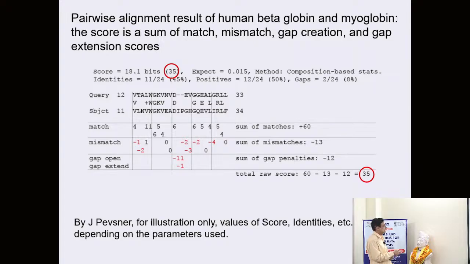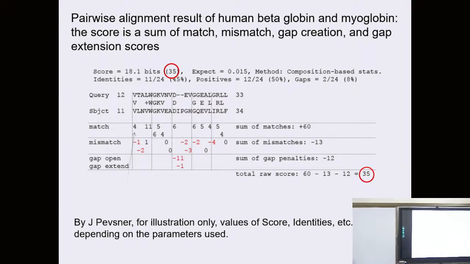Okay, and then gaps. So gap opening gets a stronger negative score of -11, and then there is a gap extension of -1. Sum these up. This is the sum for gap penalties. Add them up, all these three. It is the sum for the alignment. Okay.